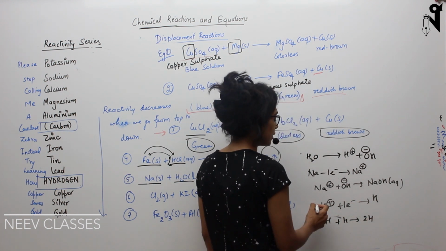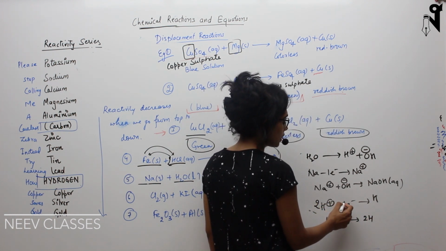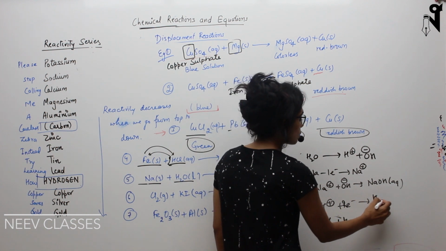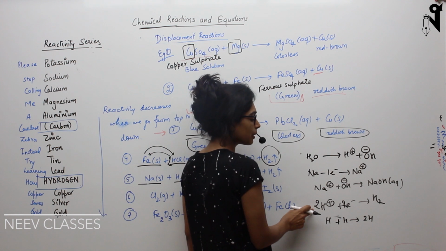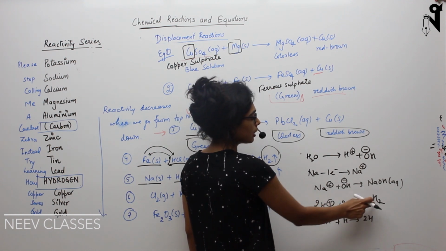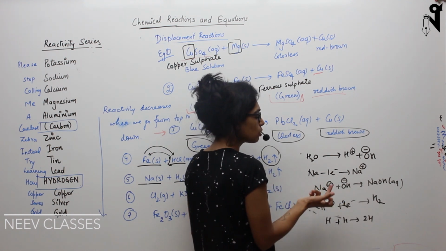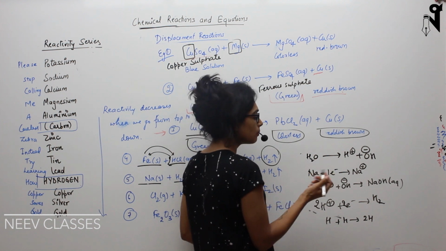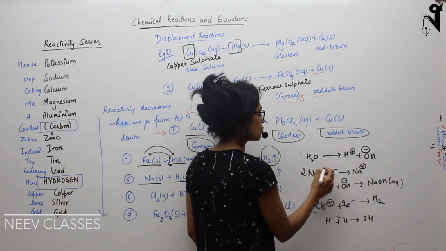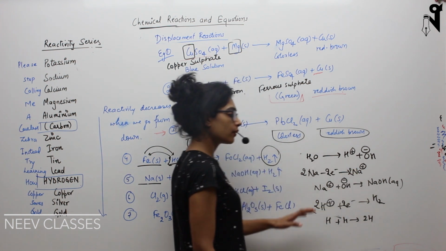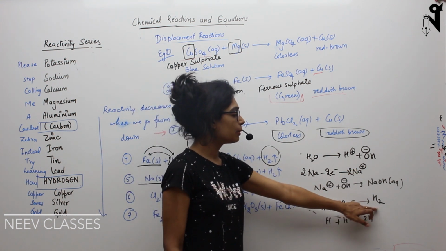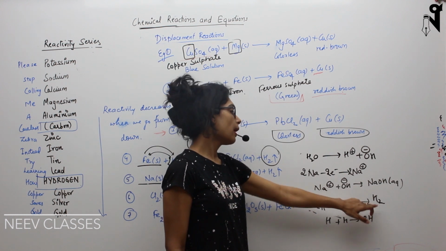So if I take 2H plus and 2 electrons, won't it form H2? Just look at it carefully. Because sodium is also not just one, there can be multiple sodiums in the mixture. If I take 2 sodiums, they will lose 2 electrons and I get 2 Na plus. Correct? So in that case, I will be able to write it more nicely. That is H2.